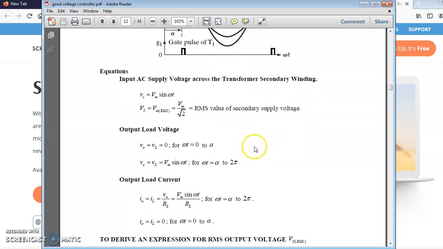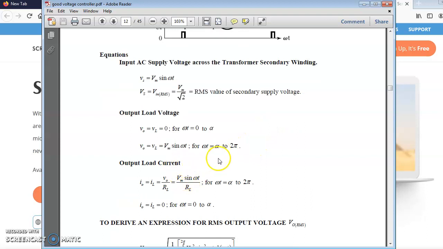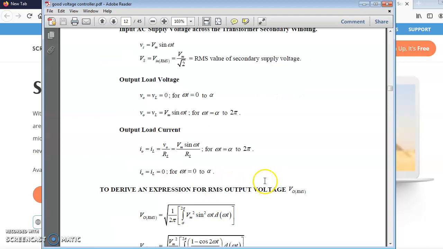Now what about the output load current? If we are having a resistive load, simply the output voltage divided by the resistance will give you the output current. I0 is equal to IL is equal to 0 for 0 to alpha, and for the remaining time this is the equation.